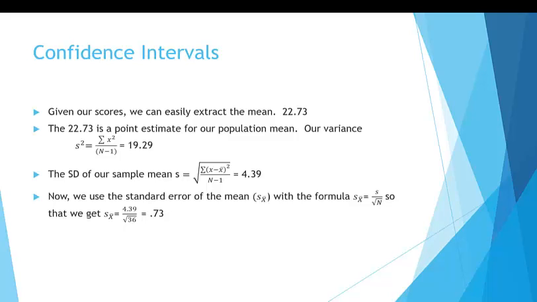Our variance then is the sum of squares divided by n minus 1. There's our degrees of freedom. So our variance becomes 19.29. Our standard deviation, the square root of the sum of squares over n minus 1, or the square root of our variance, equals 4.39. And now we can find our standard error.